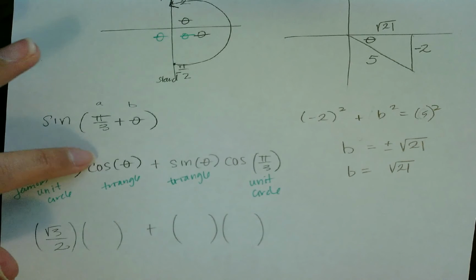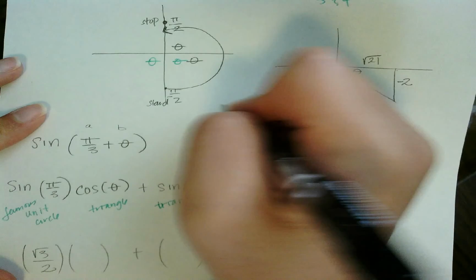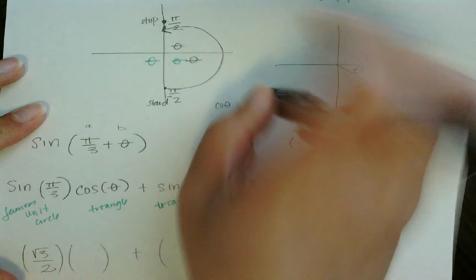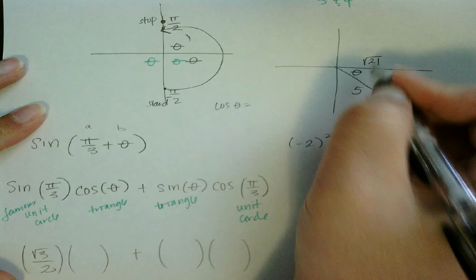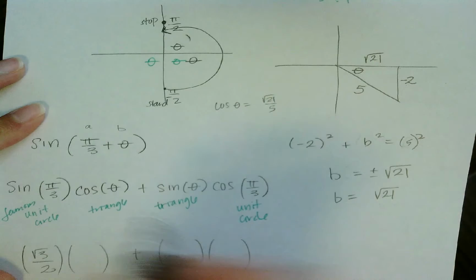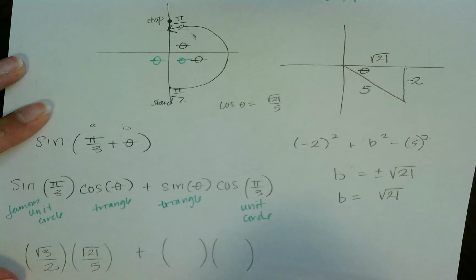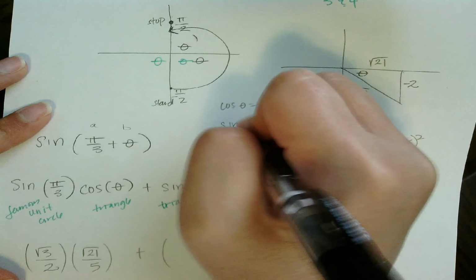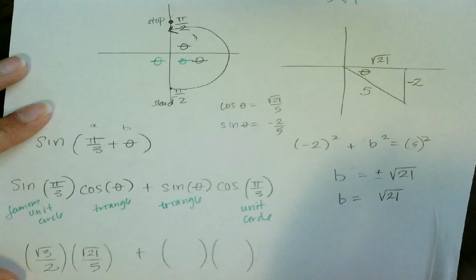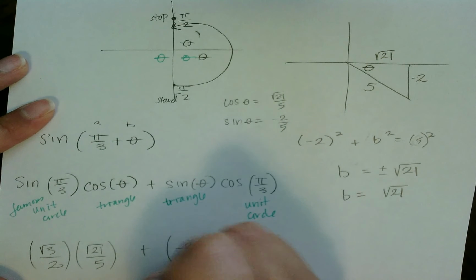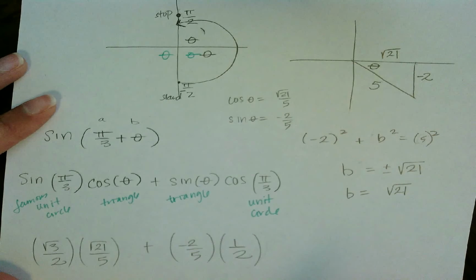And then cosine of theta, you go to your triangle. So I'm going to write it right here, cosine of theta over 5. And then sine of theta, again you go to your triangle. Sine is opposite over hypotenuse, that's -2/5. And then cosine of pi/3, you go to your unit circle, that's 1/2.